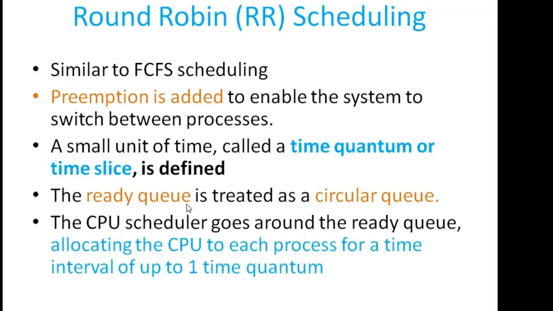The CPU scheduler will go around the circular ready queue, and it will allot the CPU to each process for a particular time quantum.